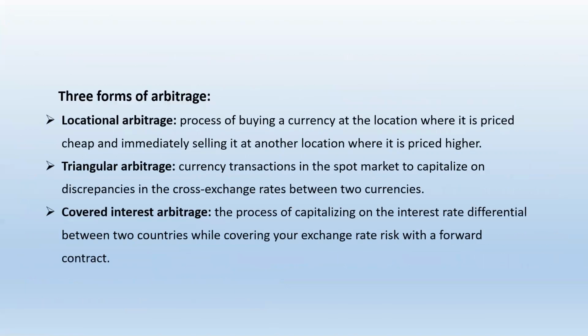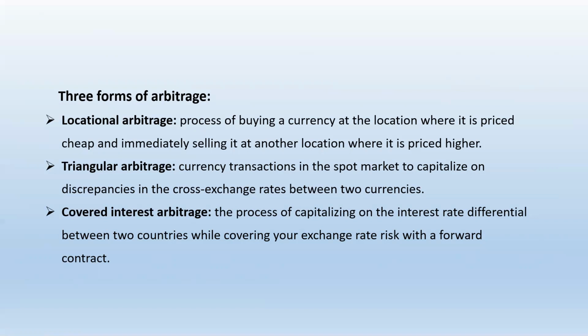Again, we have three forms of arbitrage. The first one is called locational arbitrage. This is exactly what we talked about in the grocery store. That is a locational arbitrage. And then because of foreign currency, we have direct quotation and cross exchange rate. So we also have triangular arbitrage. And finally, covered interest arbitrage. This is the most complicated arbitrage.